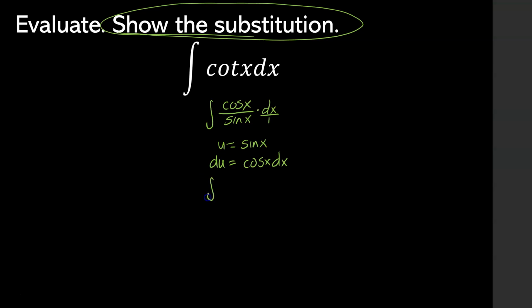So let's rewrite this as cosine of x and dx become du, and sine of x becomes u. Or you can think of that as 1 over u times du inside the integral. What has the derivative 1 over u? Natural log. We need absolute value because u might be negative, and in fact, u is sine of x. Sine of x is negative a lot.